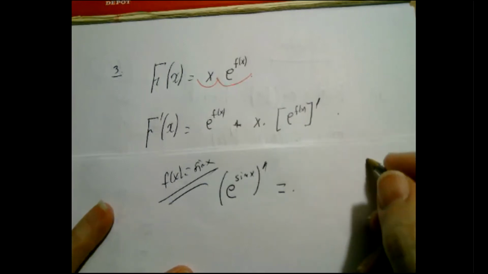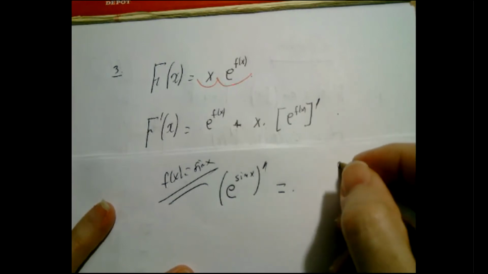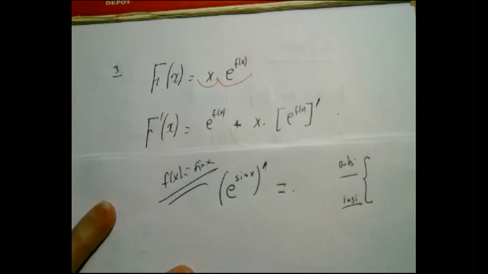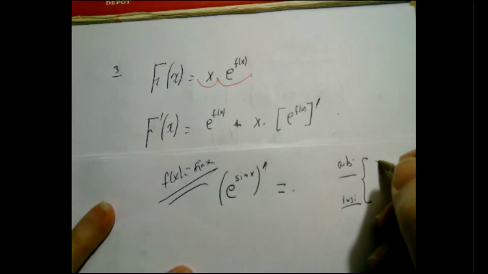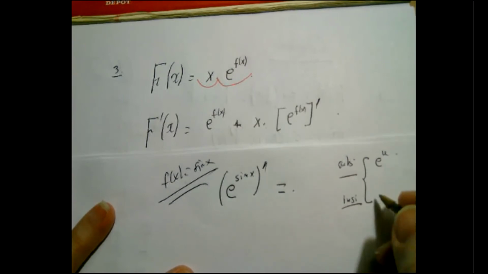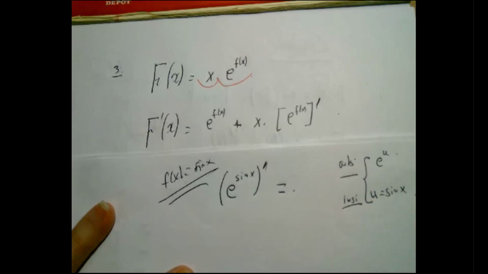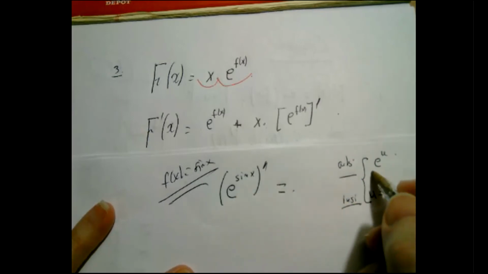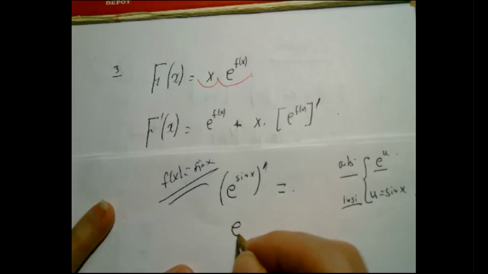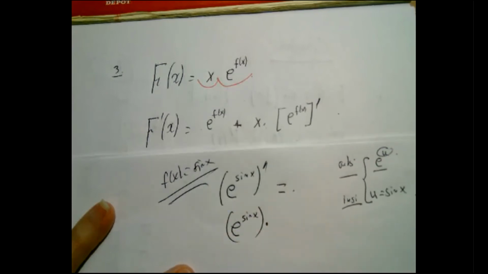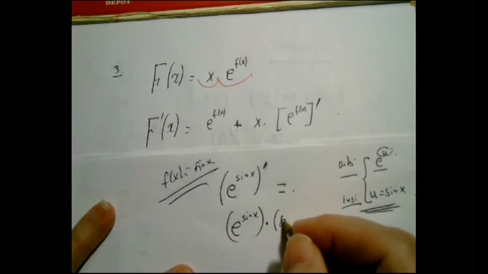Kiana, what's your inside? Sorry, what's the outside? Kiana? You can just write it on chat if you want. What's the outside? Okay, e to the x, or e to the u if you want. And the inside is the sine. So it's going to be the derivative of the outside, which is e to the u, but instead of a u, I put the sine, times, that's the chain rule, the derivative of the sine.